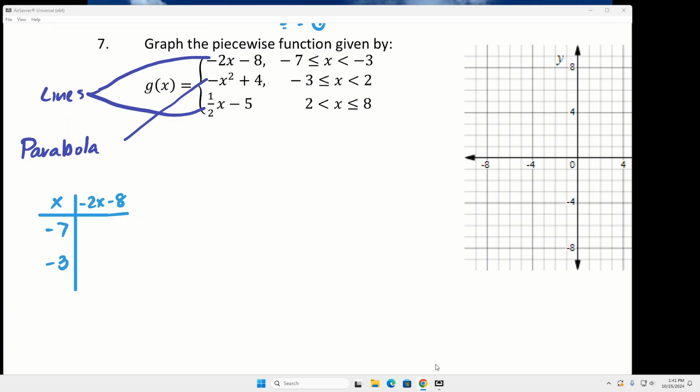When I put in -7, is that going to be an open or a closed circle? For -7, it's going to be closed. What about -3? Nice. All right, now when you do this on your own, you can use a calculator. I'm trying to make sure we get finished. So I'm going to put in -7, multiply it by -2, which is 14, subtract 8 from 14, and that's going to be 6. Then I'm going to put in -3, multiply it by -2, which is 6, subtract 8, which is -2.